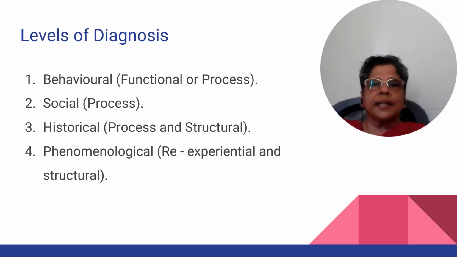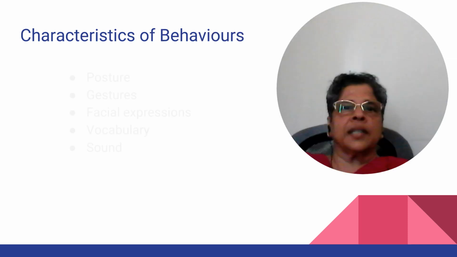So as you can see, there are 4 levels: behavioral, social, historical and phenomenological. What we commonly do may be considered behavioral. A little more depth in function and the process happens in social diagnosis. And when you add the history also, we get the historical diagnosis. And when it is recreated, it becomes a phenomenological diagnosis.